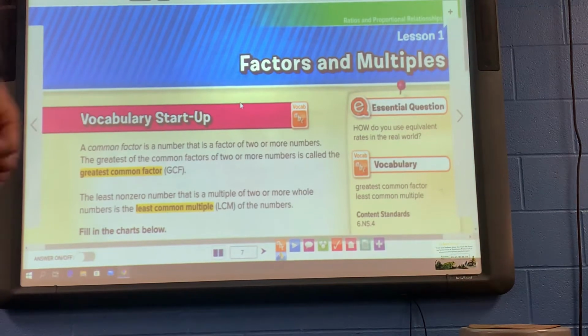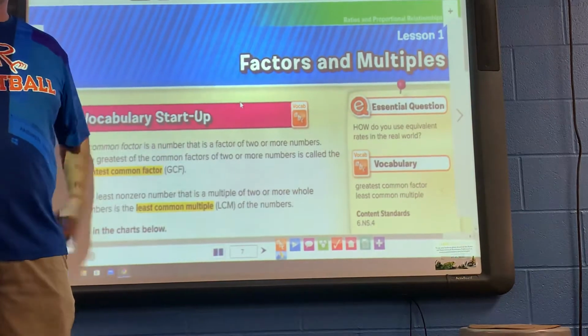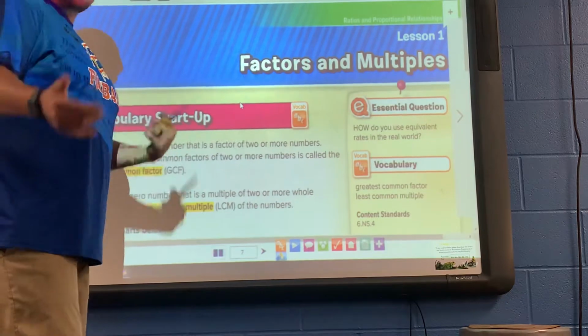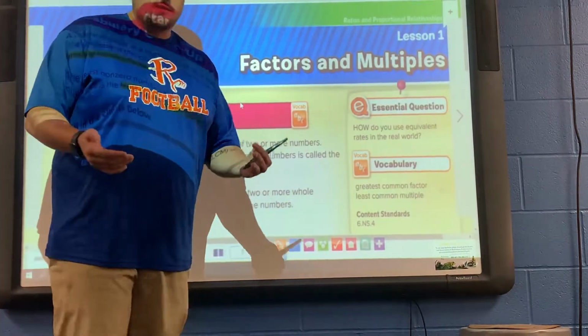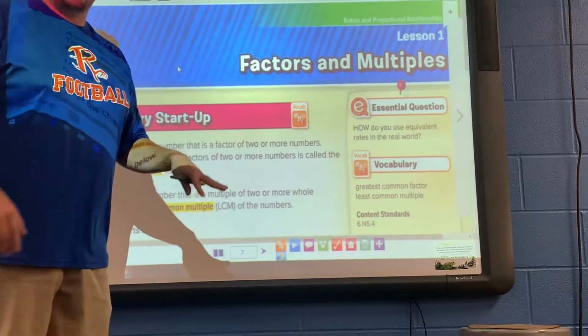All right, so like I said before, I said we were going to start in chapter 3, but I decided to go back to chapter 1 because we went back to remote learning. So chapter 1 is all about ratios and proportions. So we're going to move into lesson 1 today. Lesson 1 is factors and multiples.